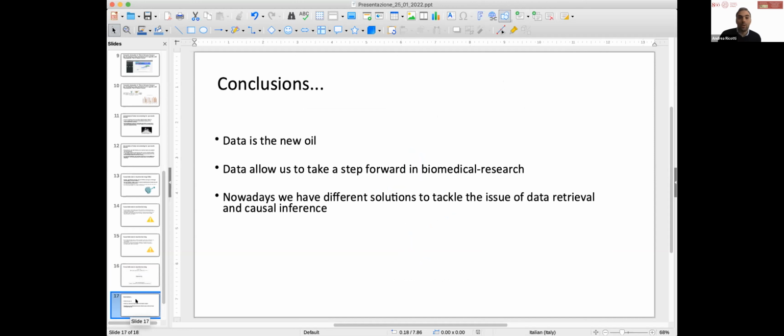In conclusion, we can see that data are the new oil of today, and data allow us to take a step forward in biomedical research using this type of algorithm. And nowadays we have different solutions to tackle the issue of data retrieval and causal inference.